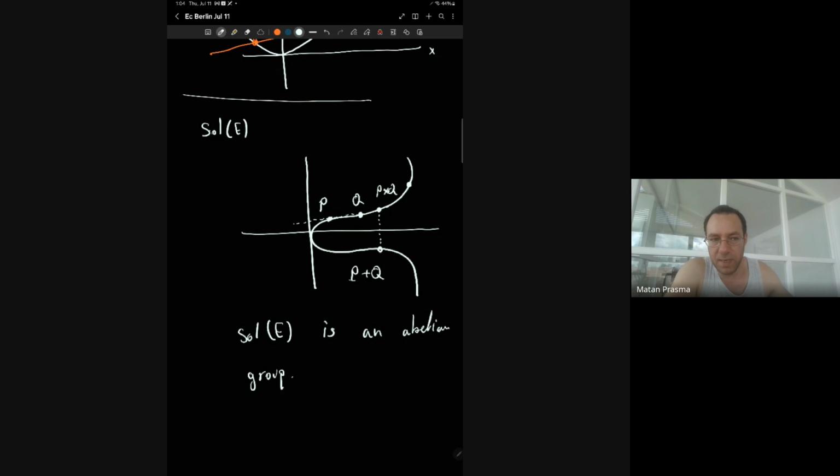Which is a notion we didn't discuss yet, but an abelian group is simply a set together with a binary operation that satisfies natural axioms. So the typical abelian group that you know is the integers. The integers, Z, is an abelian group.